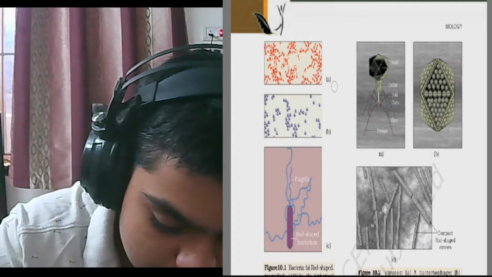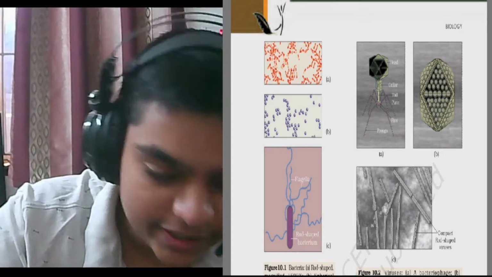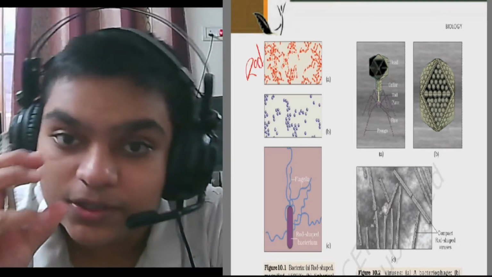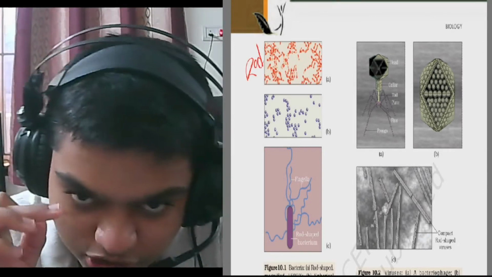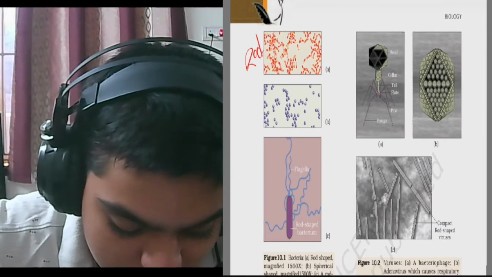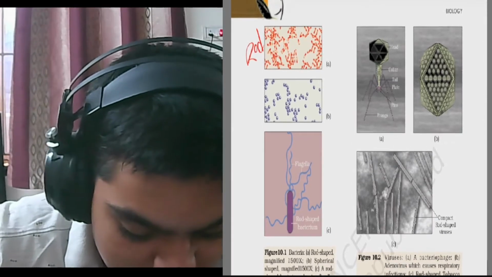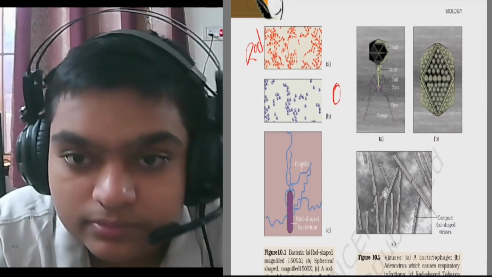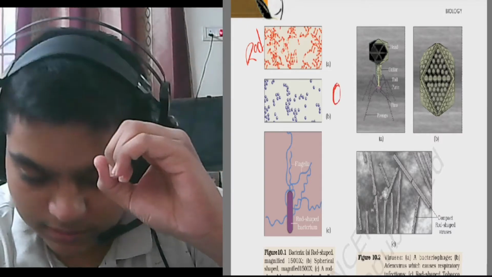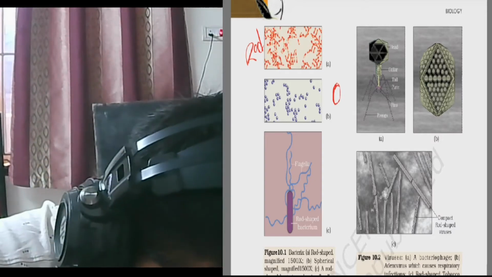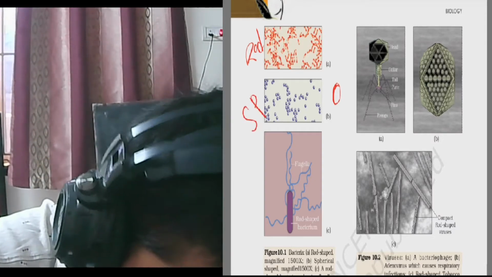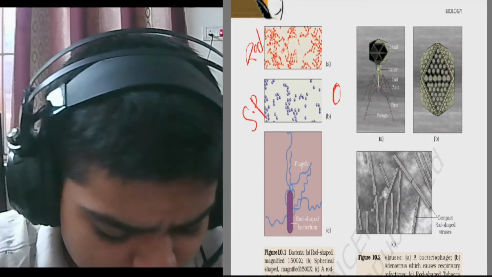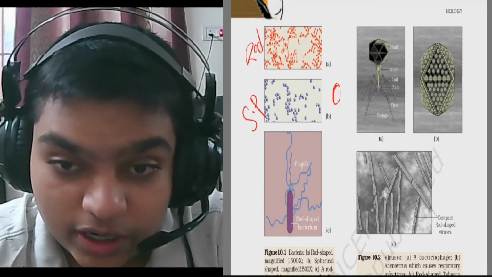Guys, please, if you have your NCERT, write it aside: rod shaped, or you can put rod. These are rod shaped. Next one is spherical shaped. See, they're in balls, like this. So these are called spherical shaped. You write SP, which means spherical shaped, or you can write the full word. I don't have space here, so I am not writing.